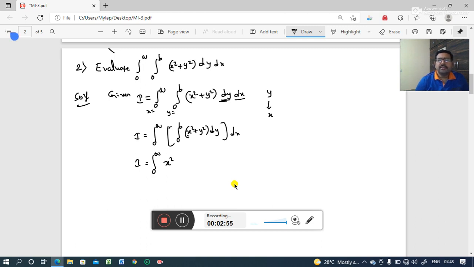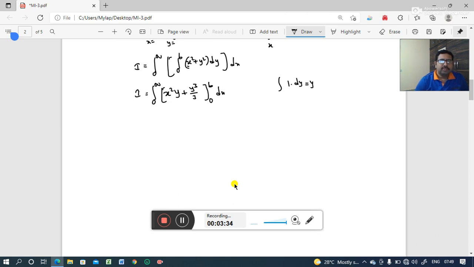Therefore if you take x square outside, 1 into dy. 1 into dy integration is y. Therefore first term x square integration gives x square into y. The reason is we are making use of the formula 1 into dy gives y. Then plus your second term is y square, so obviously y square integration is y cube by 3. It will take the limits from 0 to b into dx.